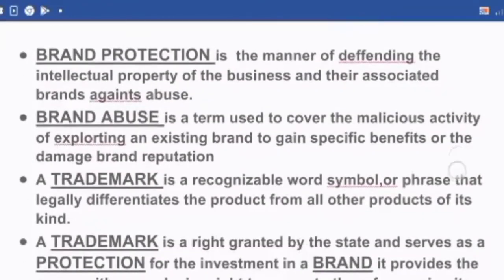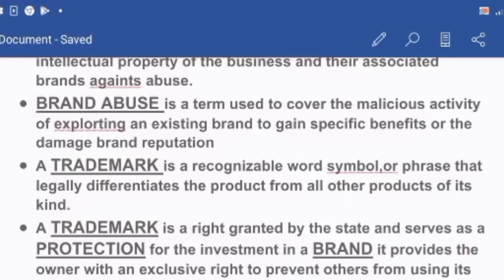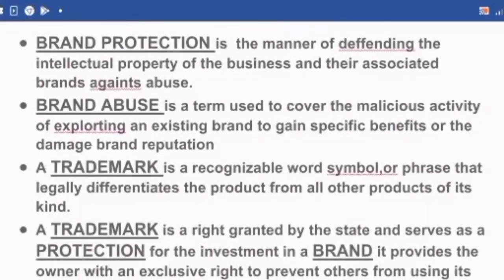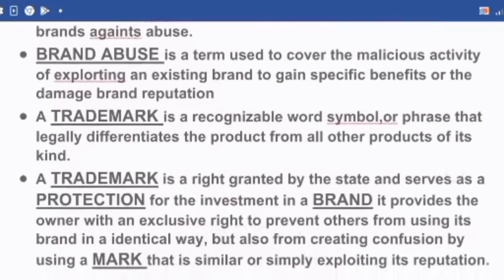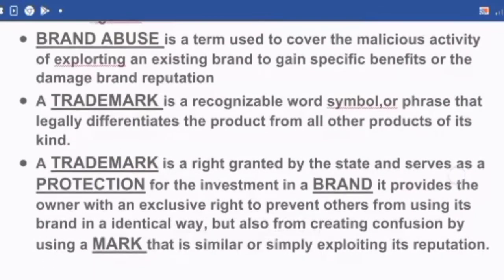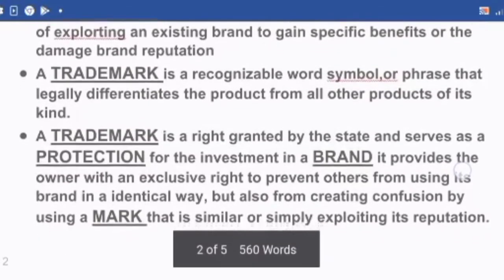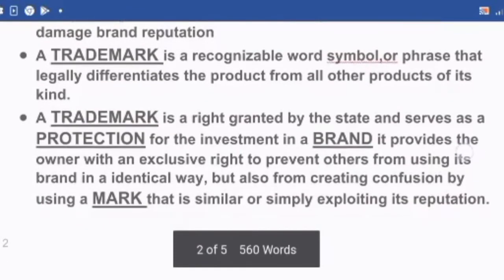We have four again, brand protection and trademark. Brand protection is the manner of defending the intellectual property of the business and their associated brands against abuse. And brand abuse is a term used to cover the malicious activity of exploiting an existing brand to gain specific benefits or to damage brand reputation.